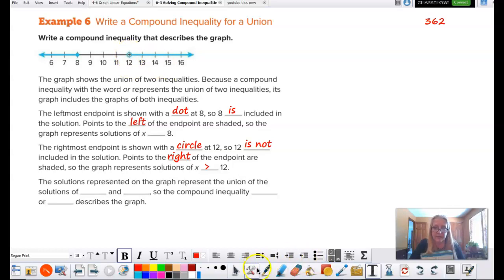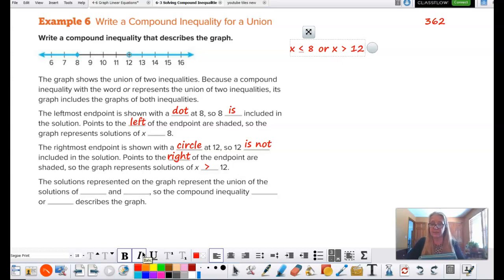So I'll go ahead and type out what I'm thinking here, okay? So we've got x is less than or equal to, so I'm going to have to do the underline. x is less than or equal to 8, or x is greater than 12.